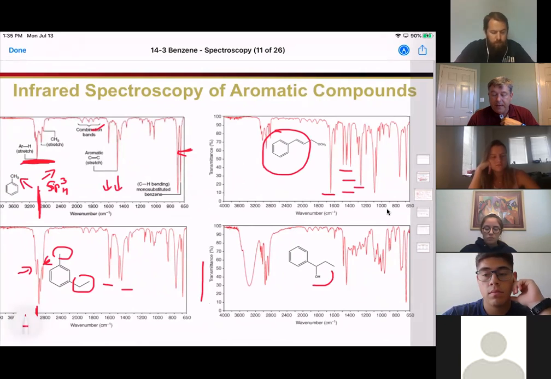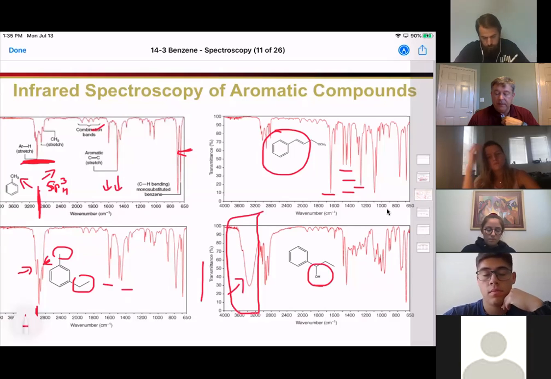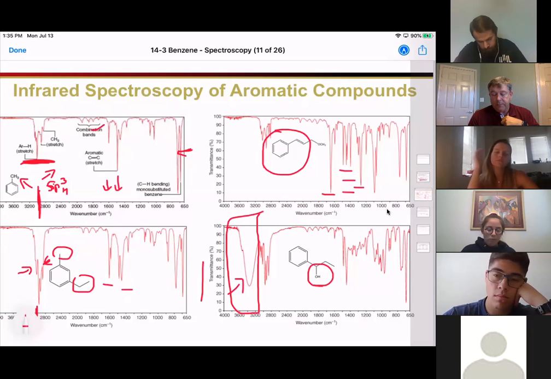And of course, if we add an alcohol to our system here, we're going to get that big, wide hydrogen bonding peak up here in the 3000 range. And all the other peaks can be attributed to carbon-hydrogen or carbon-carbon stretches.